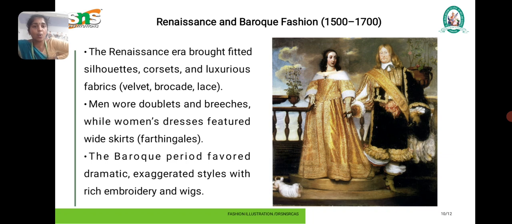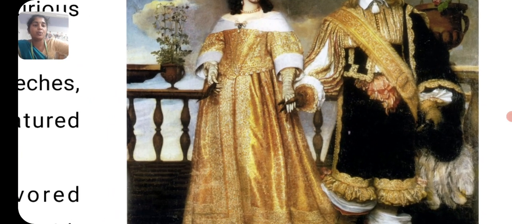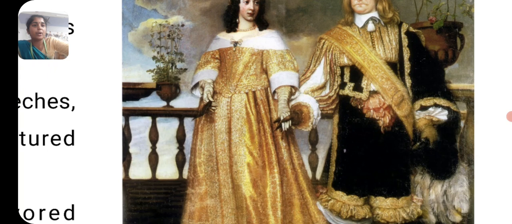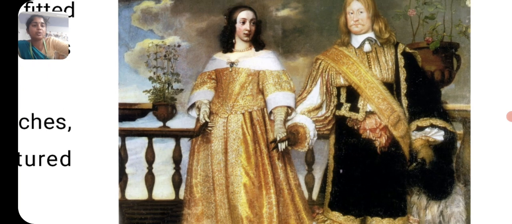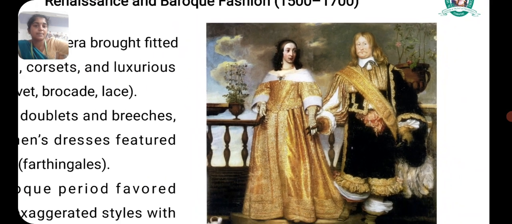Next, men wore doublets and breeches, while women's dresses featured a wide skirt. They used different decorative views, which gave them a royal look while wearing those garments.